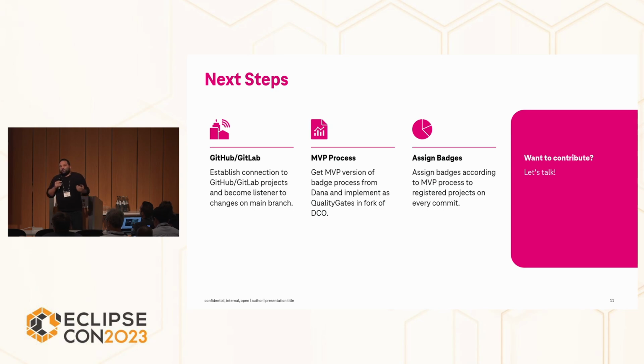So, of course, there's one Eclipse project that makes it very easy for us to start with. That's DCO. So in the very first step, we will establish a connection from a deployed version of DCO and make that a listener to each and every commit for the open source DCO project. So that every time something changes, a workflow will be triggered to check which badges can be applied. Then we need to talk with Dana, and Dana needs to provide an MVP version of the batch process.